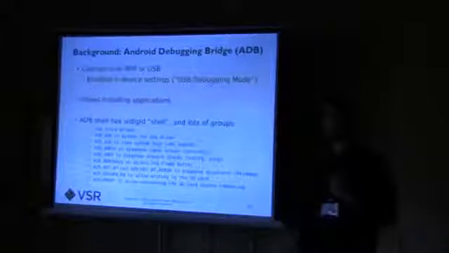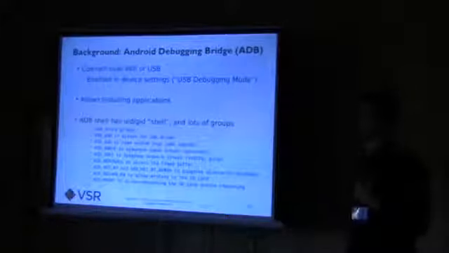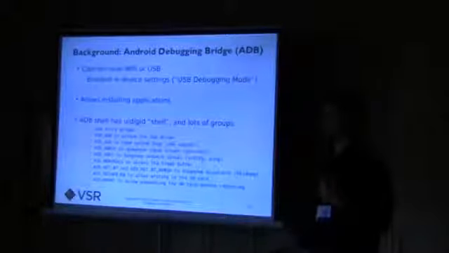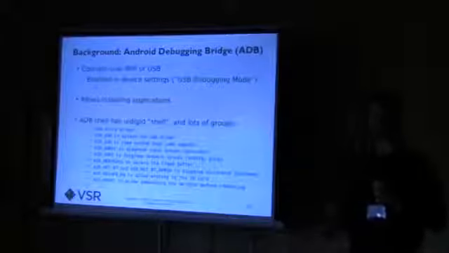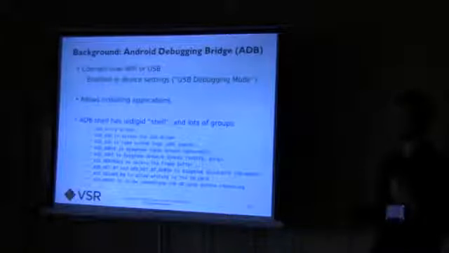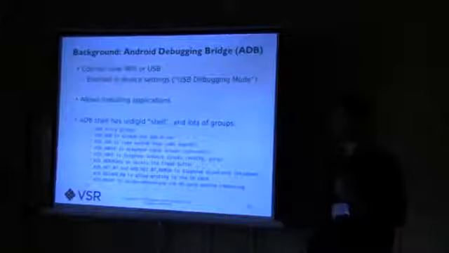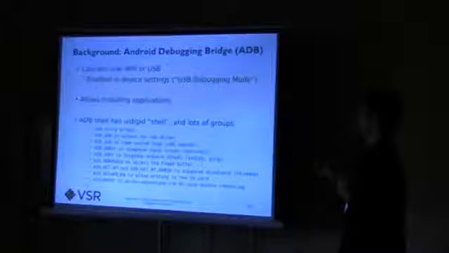So, going into a little bit of background that's necessary to understand some of these vulnerabilities we'll be talking about in a minute. ADB is the Android Debugging Bridge. You connect over Wi-Fi or USB, and you can turn on support for this by flipping a switch in your Android settings, USB debugging mode. This protocol allows you to install and uninstall applications, and more importantly for our purposes, it gives you a shell on the phone. And this shell has user ID, group ID shell, and a whole lot of supplementary groups, like the log group, internet, graphics, Bluetooth, and mount.